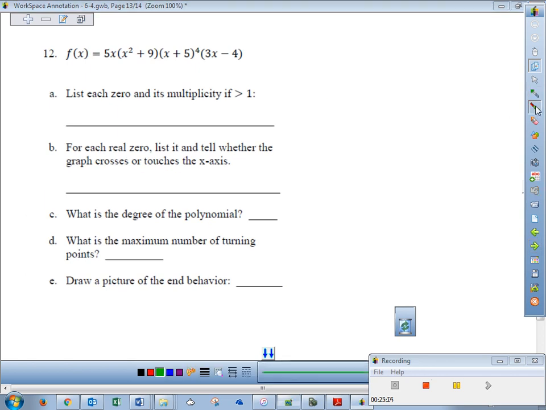Zeros. Does this matter? Yeah, there's a variable there. What value of x will make it turn out to be 0? 0. Any multiplicity on that? No exponent other than 1. Interesting. Right here. Where's the exponent? Inside, right? Multiplicity only happens if the exponent's up here.